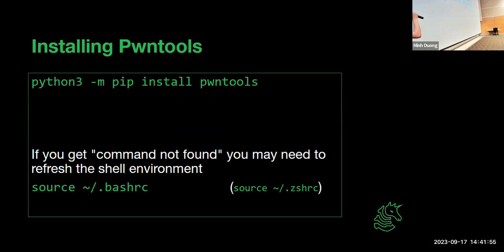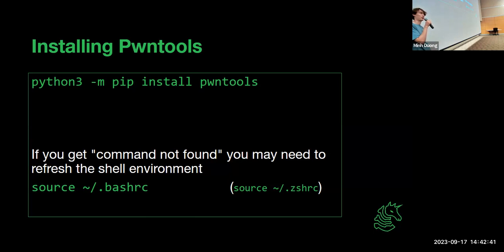Once you have Python, the installation should be very straightforward: python3 -m pip install pwntools. If you got a command not found when you tried to run python3, you're going to want to reload your path. You can run source on that command to reload your environment file. If you're on certain versions of Mac, your default shell may be zsh, so you may also want to run that command in the corner to reload your zsh configuration file. Once you reload these files, assuming you've installed Python, you should be able to run this install pwntools command successfully.